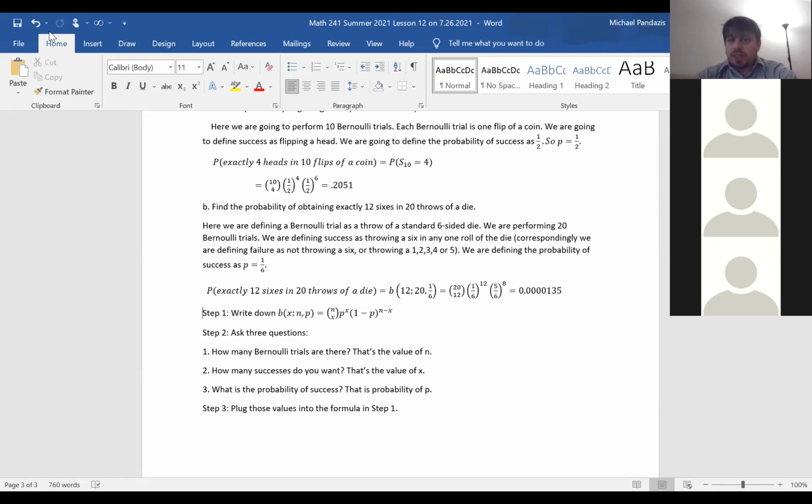I can give you something that looks pretty like this, even this problem: find the probability of obtaining exactly 12 sixes in 20 throws of a die, right? You could spend 6 hours trying to solve this problem and still not get the answer. But now, just asking a few very simple questions, doing these 3 very simple steps, boom, there's the answer, 0.0000135.